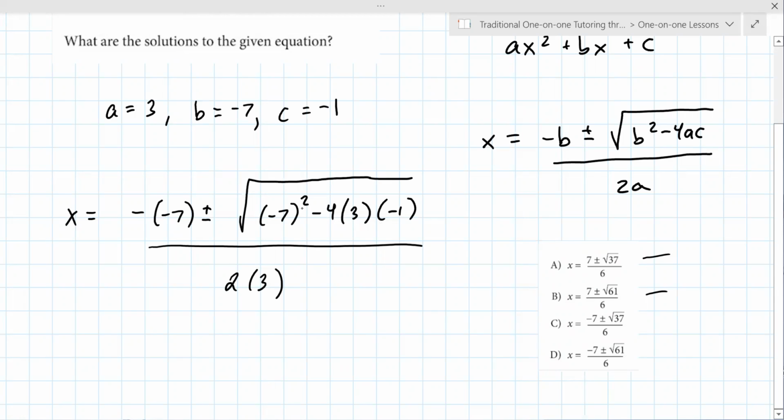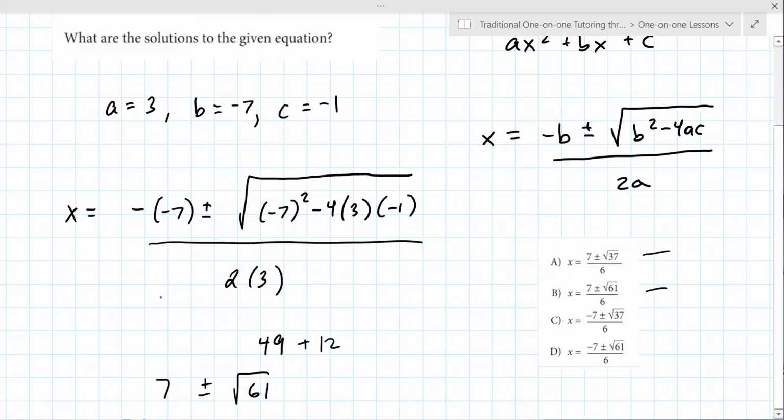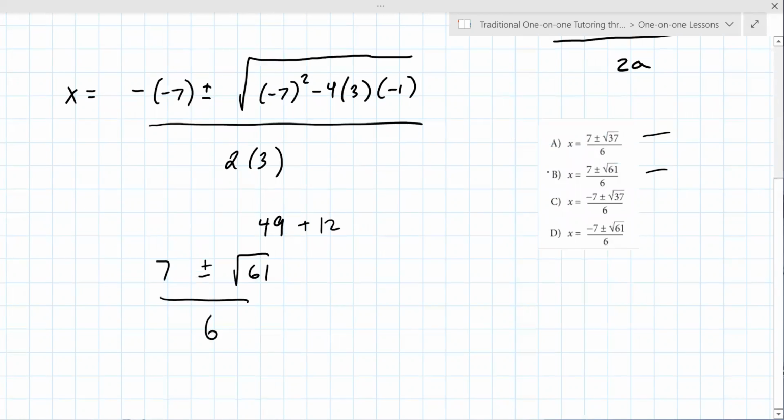What is -7 in parentheses squared? What is 7 times 7? 49. Right. Okay. 4 times 3 times -1, but then there's a negative there, so that becomes +12. Okay, so the answer is 7 plus or minus the square root of 61 divided by 6, which means it's letter B.